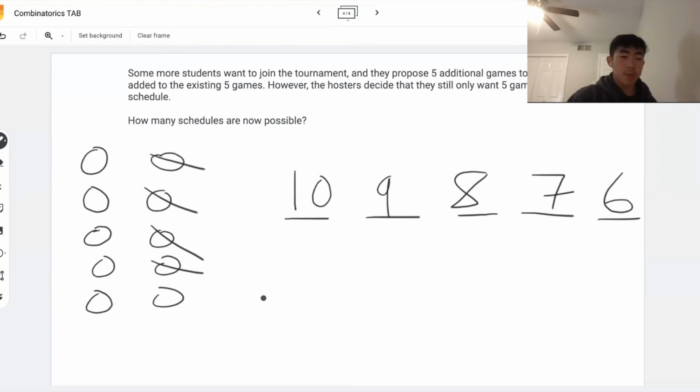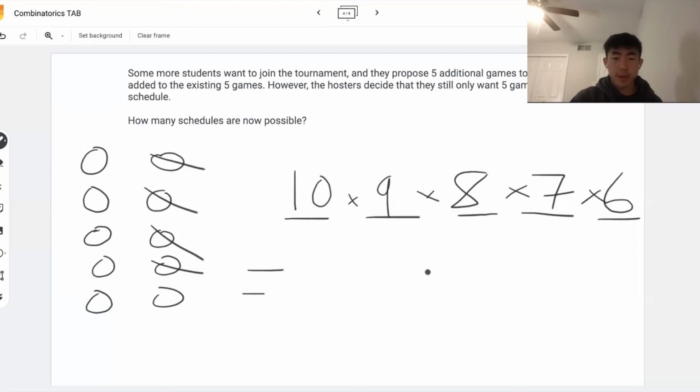It doesn't matter which one we pick, but we know that for these 5 slots, for the first one we would have to pick 1 out of 10. Second one, we're given a choice of 1 out of 9. Third, 1 out of 8, and so on. So if we multiply these together again, we get our new answer for the total number of schedules, which is a pretty big number.